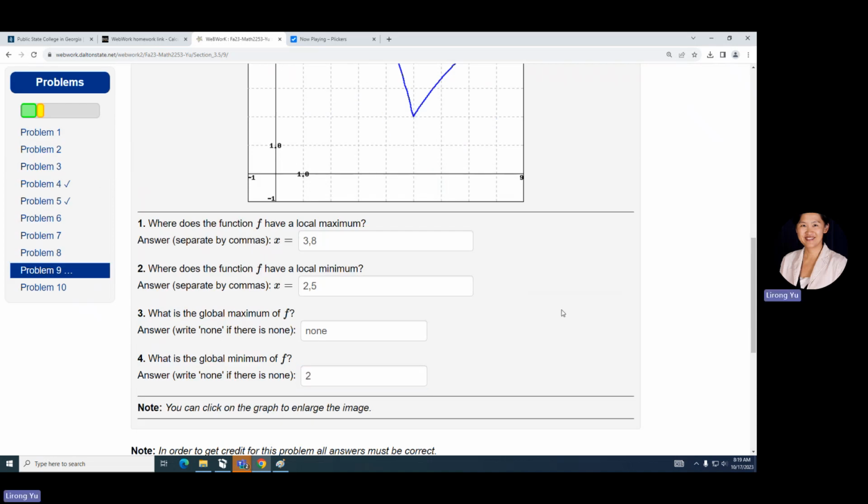So the first two questions are not asking for the maximum or minimum, they are asking for the location of the local maximum. It says where. That's why we answer with the x value. But for the other two questions, we're actually asking for the y value. And that's why I cannot answer 5 there, because 5 is the x value. So we'll have to answer the y value. I think that's what it should be.